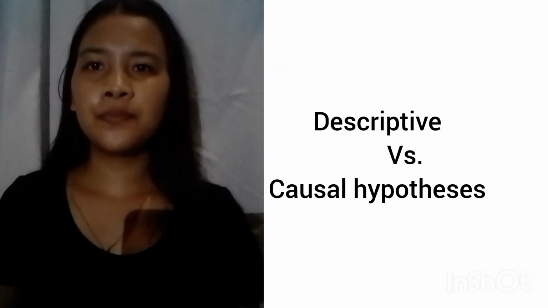Third, descriptive versus causal hypothesis. A statement specifying the relationship between two variables due to the influence of something is a descriptive hypothesis. Due to a cause and effect relationship, it is a causal hypothesis. Experimental or quasi-experimental research, such as a correlation study, uses causal hypothesis. Non-experimental research uses descriptive hypothesis.